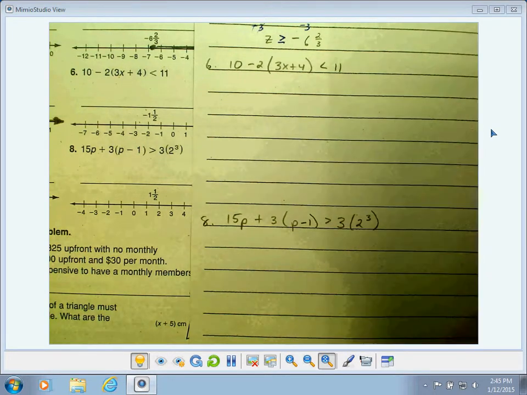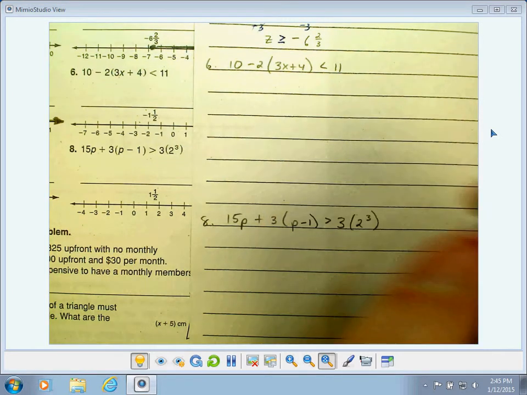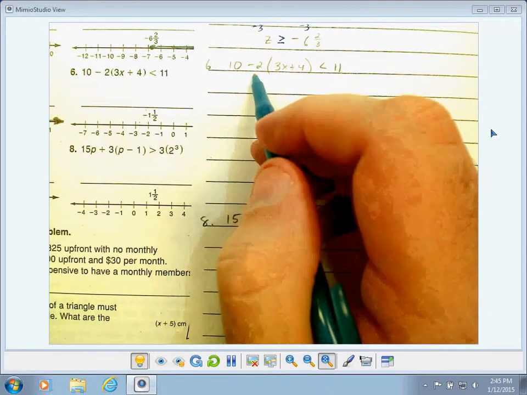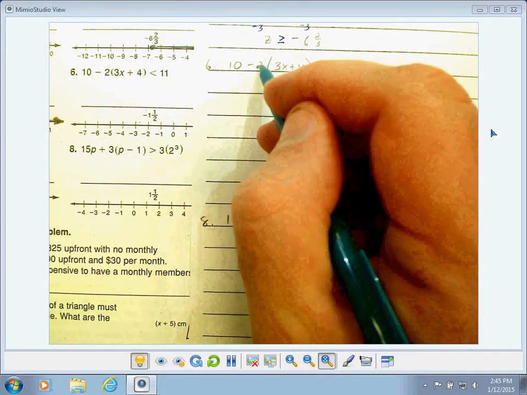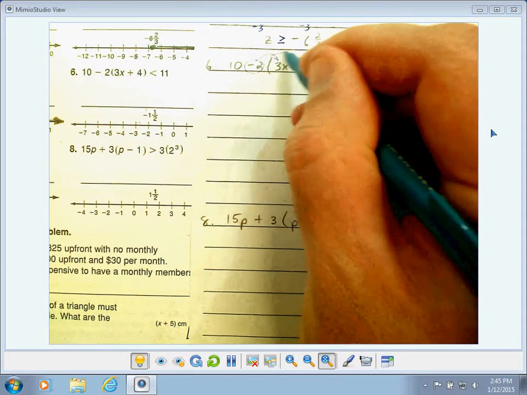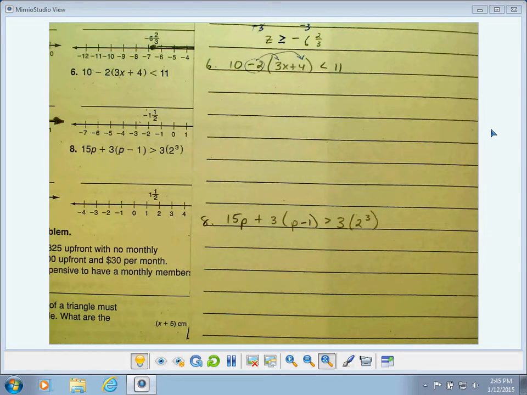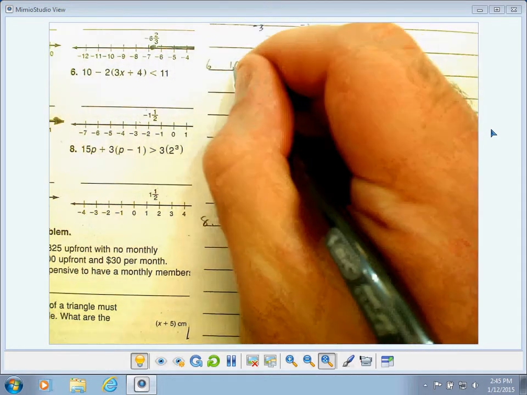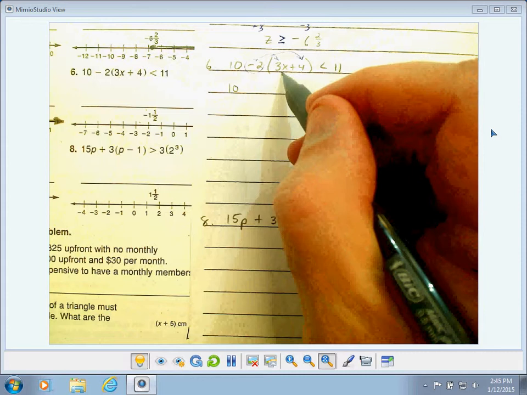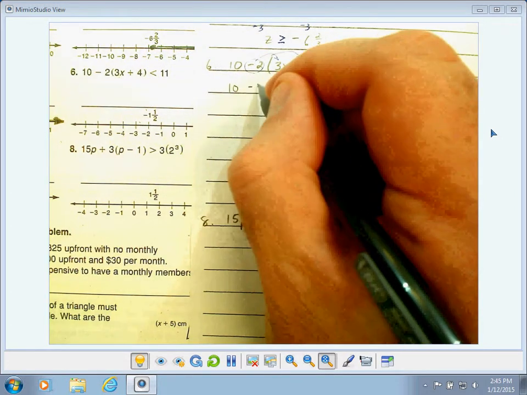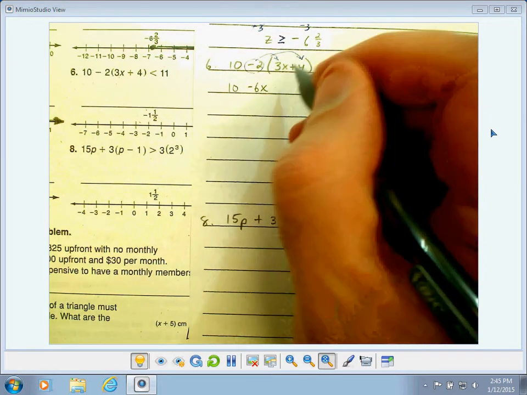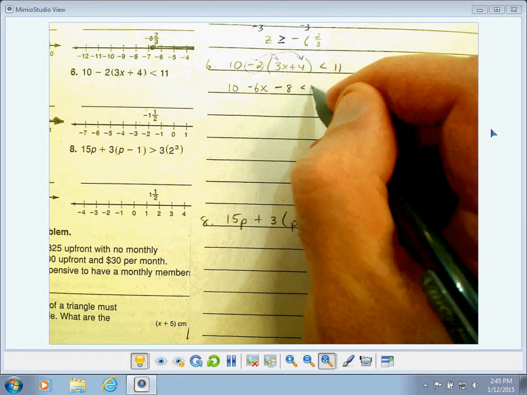Alright, number 6 has some distributing in it, but there's an extra step of potential mistake right here with this minus in front of the 2. When you distribute, this needs to be treated like a negative 2. So this negative 2 gets multiplied times both of those things, not just the 2. So when you write this, the 10 right here is still positive. But now we have negative 2 times 3x, that's going to be negative 6x. And we have negative 2 times positive 4, which is negative 8. All still less than 11.